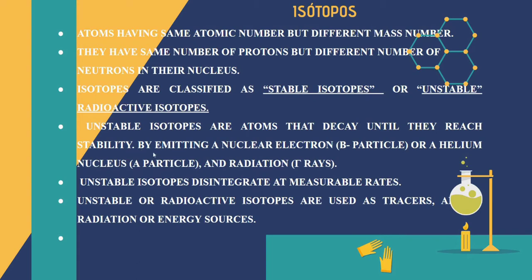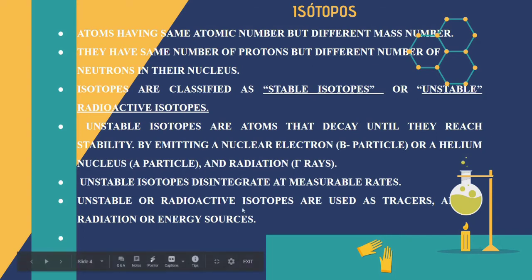And what are the rays that are emitted from those unstable isotopes? They emit a nuclear electron, that is a beta particle, a negatively charged beta particle, or an alpha particle, a helium nucleus, or gamma rays. They will do any of these methods. They will undergo decay and try coming back to their stable form. And these unstable isotopes disintegrate at a measurable rate. It's known as the radioactivity measurement of that particular element.